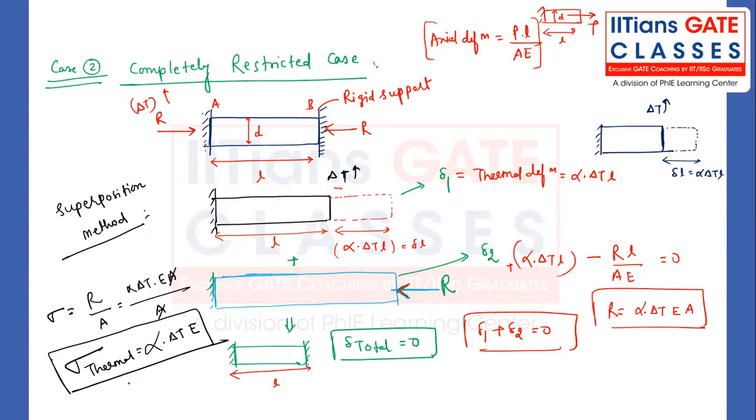As you can see, thermal stress is proportional to delta T. Now, what is the nature, sir? The nature will be decided by the direction of the reaction forces. As the reaction forces are compressive in nature, the thermal stress will be compressive.